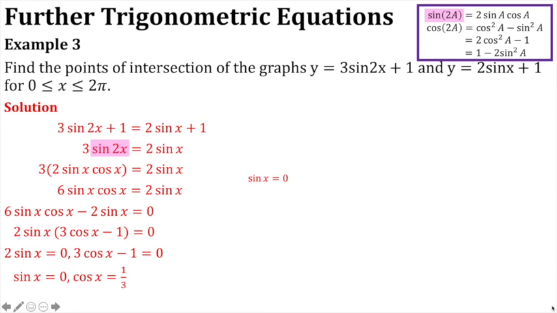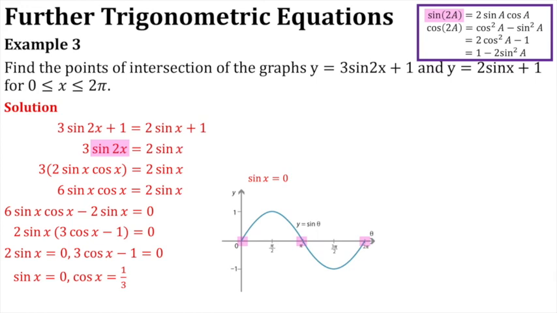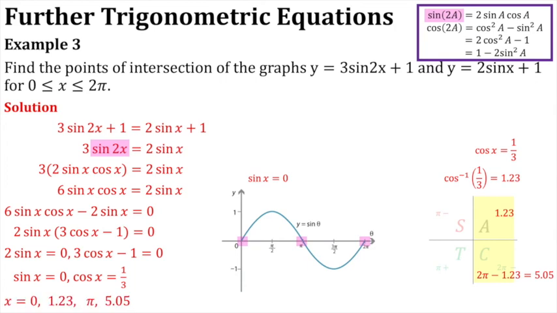So for sine x equal to 0, we can examine the graph, and you can see here that we've got points at 0, pi and 2 pi. And for cos x equal to 1/3, we can see that answers will appear in the first and the fourth quadrants. So inverse cos of 1/3 is 1.23, and just a reminder, we are working in radians here. So 1.23 is one of our answers, and our other answer is 2 pi minus 1.23, which is 5.05 to 2 decimal places. So that gives us the answers 0, 1.23, pi and 5.05.